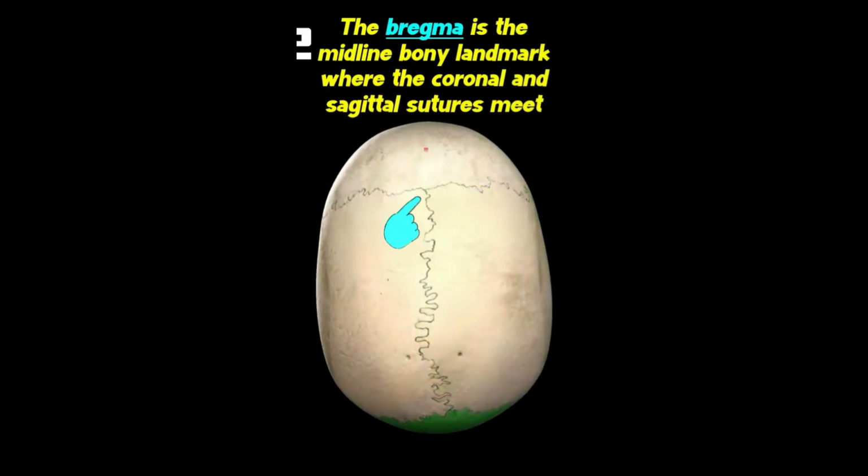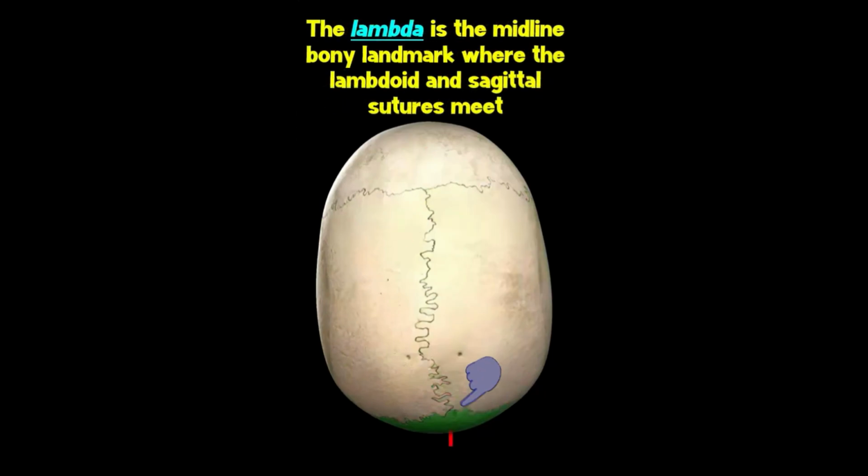2. Bregma. It is the midline bony landmark where the coronal and sagittal sutures meet. In a fetal or newborn skull, the bregma represents the anterior fontanelle. 3. Lambda is another midline bony landmark where the lambdoid and sagittal sutures meet. In a fetal or newborn skull, the lambda contains the posterior fontanelle.